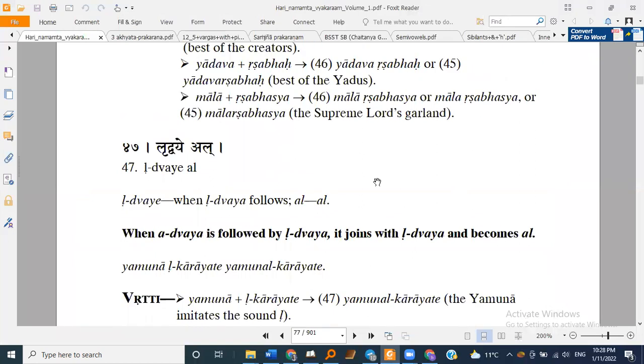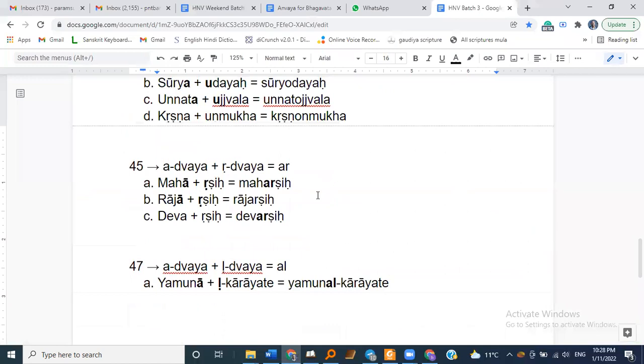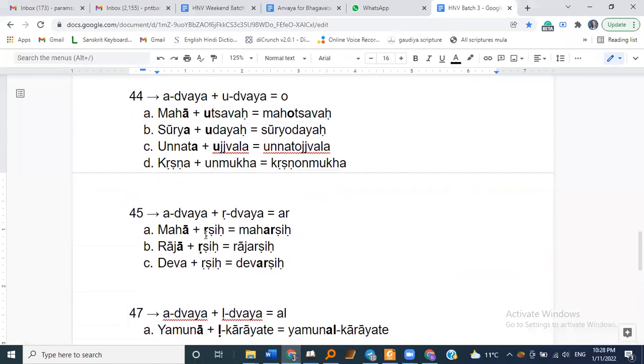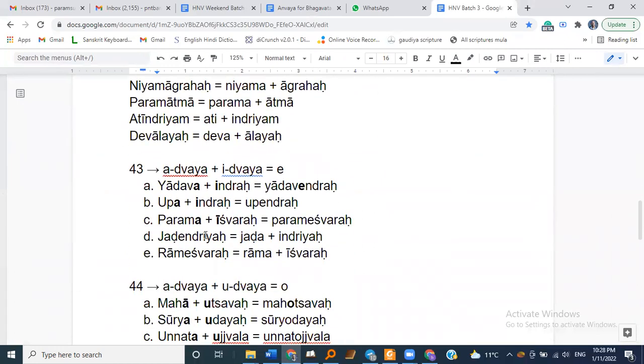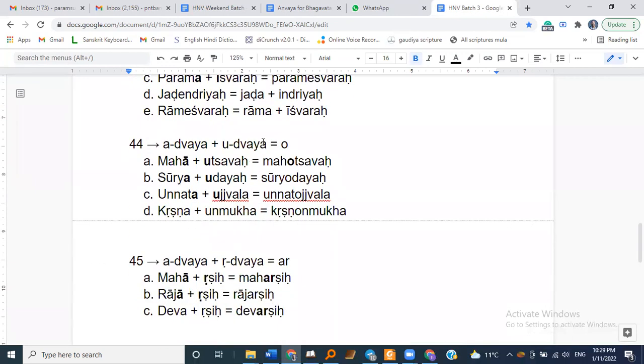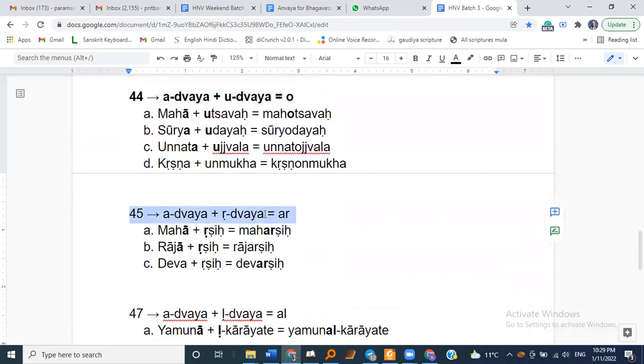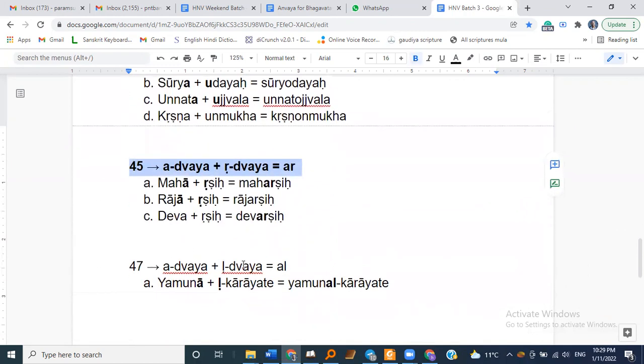Any clarifications, any discussion, any sutra, any example? So Prabhu, this is compulsory. This is not optional like the previous sutra where Ridvaya was used. But it is compulsory if it comes. Okay.